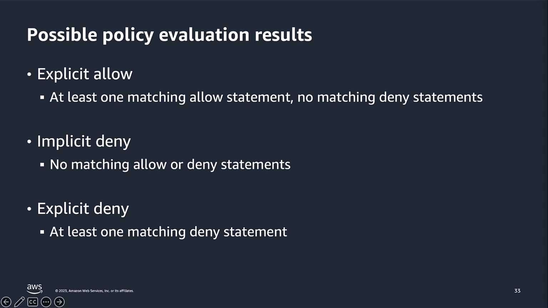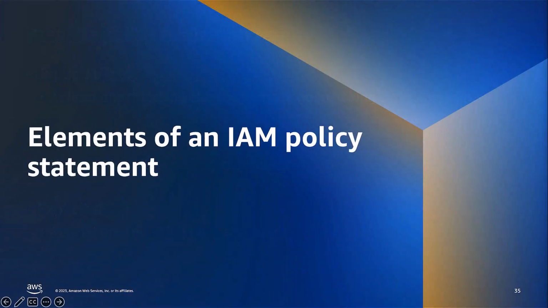You'll notice that there is no implicit allow, and that's because a request must always have a matching allow statement to be allowed. So now that you have an understanding of how statement matching works, let's take a deeper look at each of the elements in our policy statements.